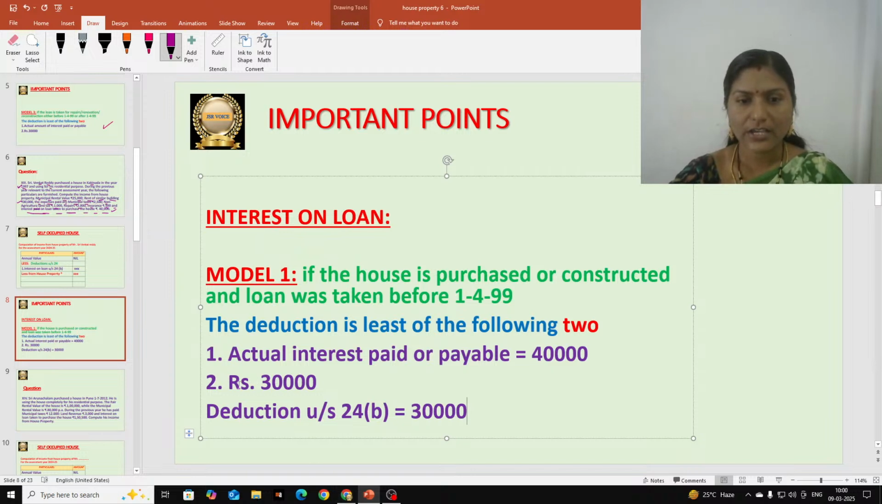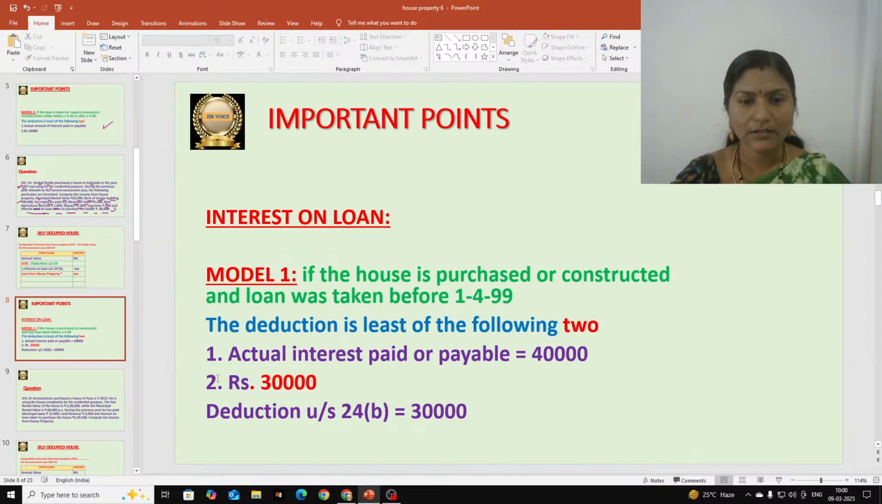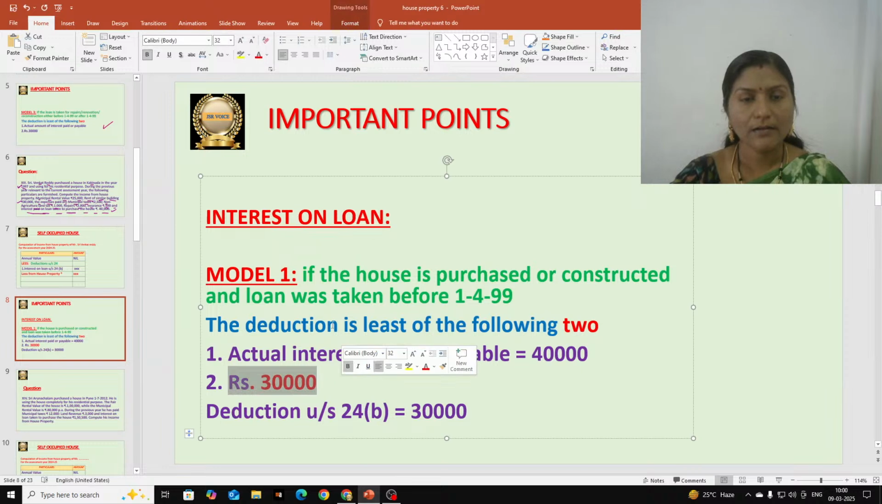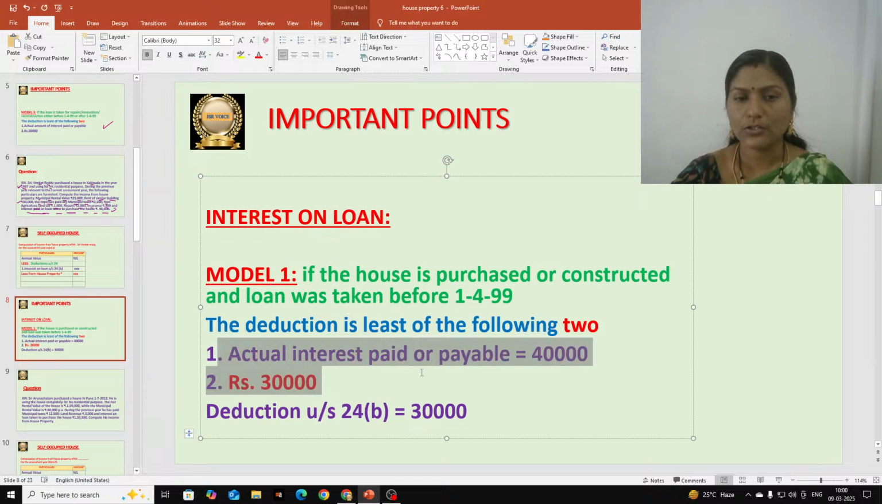So I will just change the color of this 30,000, because we are selecting. But what you should do, you have to circle it in your notes. So I selected 30,000 by changing the color. 30,000 is deduction under section 24B, because out of first point and second point, out of these 2 points, which is least amount? 30,000 is least. So I selected 30,000. So deduction is what? 30,000 only.